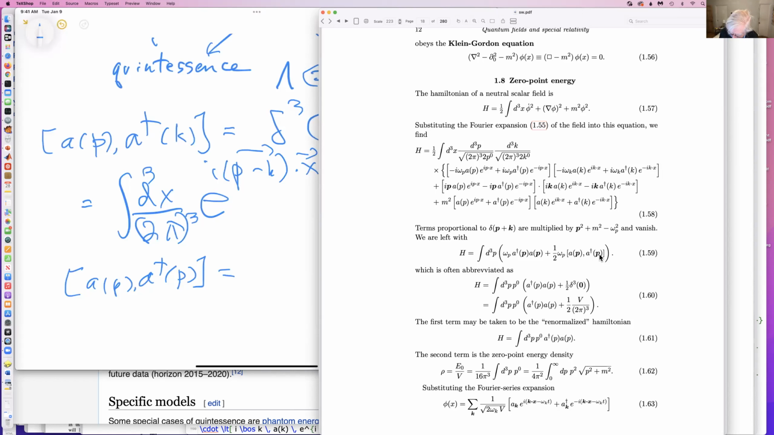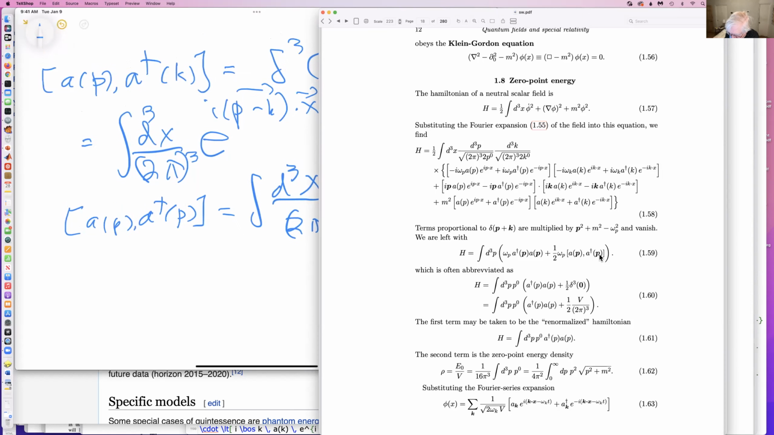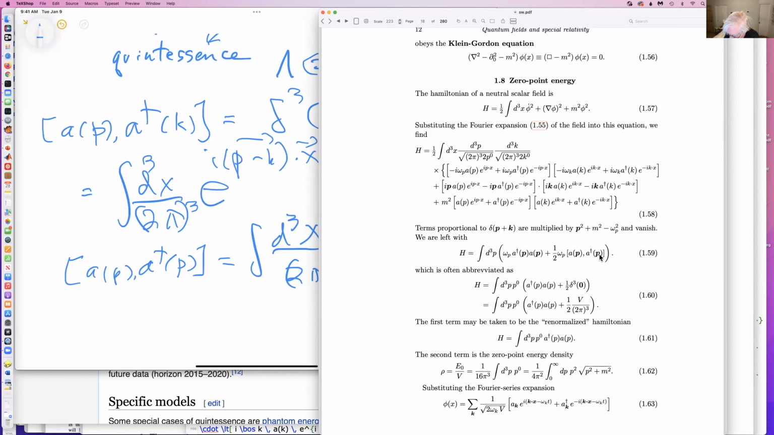And that then is an integral d cubed x over 2 pi cubed. And so this is just the volume of space-time divided by 2 pi cubed. So I guess now that I think about it, maybe one way of dealing with these infinities is to say that space is finite and this integral is actually a finite integral. Then, of course, we don't have delta cubed of P minus K, we have something else.